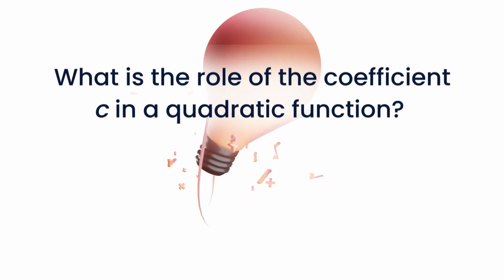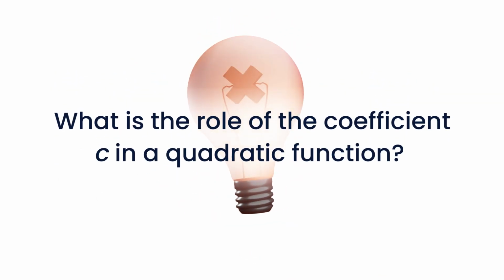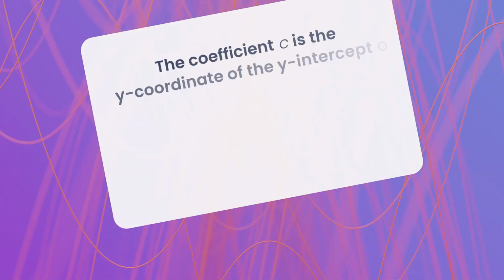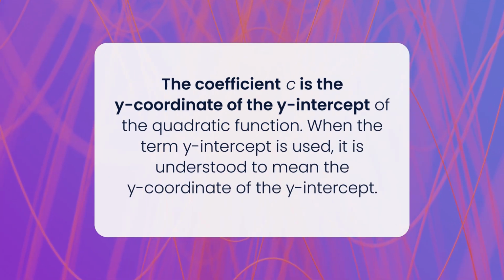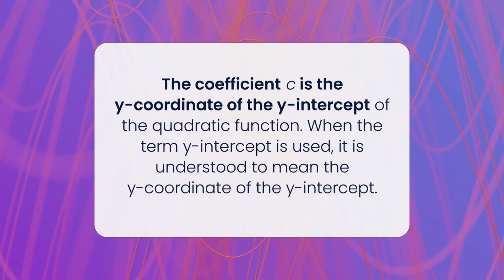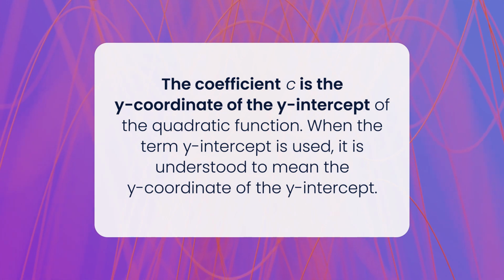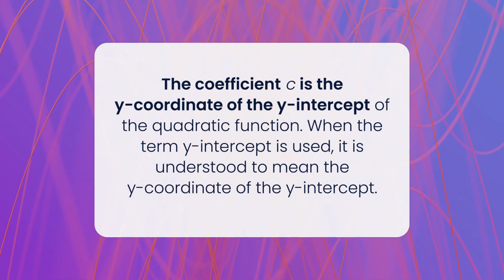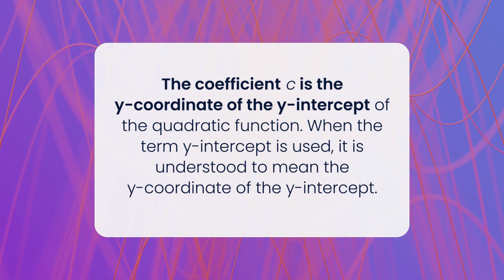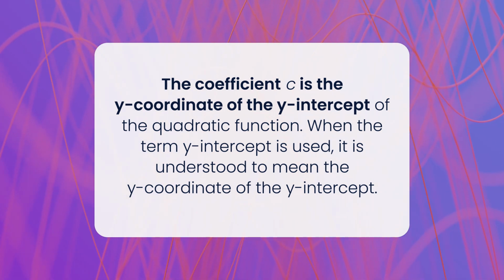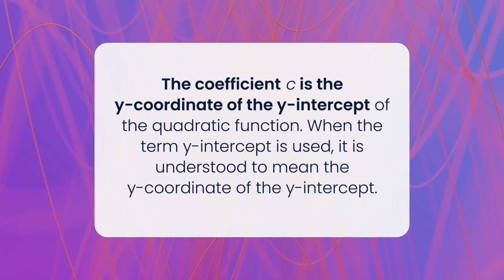What is the role of the coefficient c in a quadratic function? The coefficient c is the y-coordinate of the y-intercept of the quadratic function. When the term y-intercept is used, it is understood to mean the y-coordinate of the y-intercept.